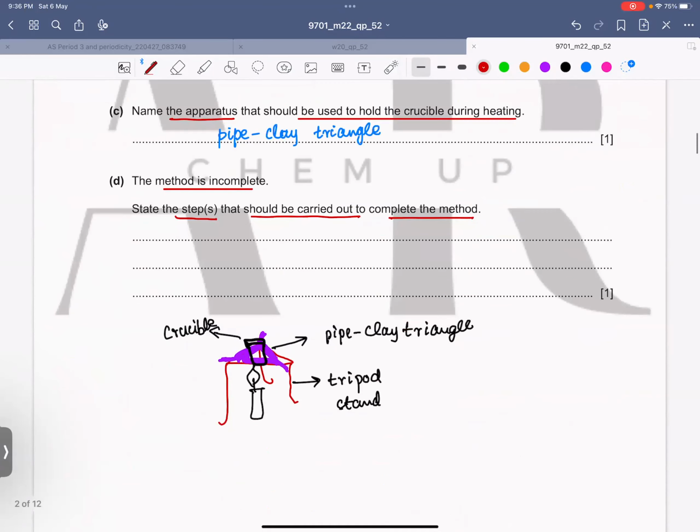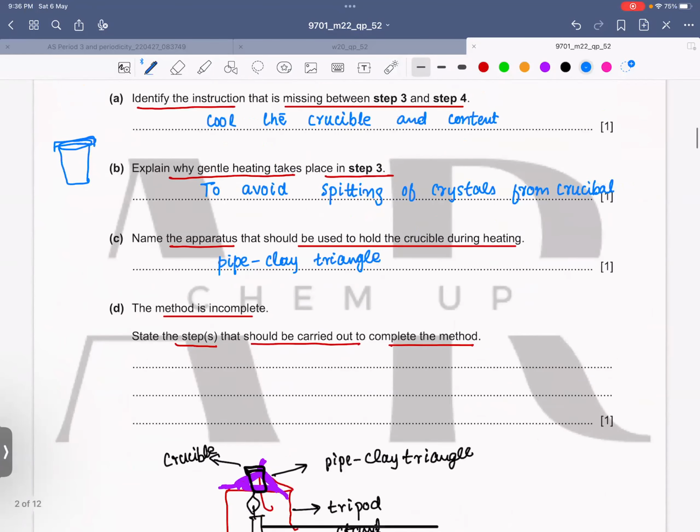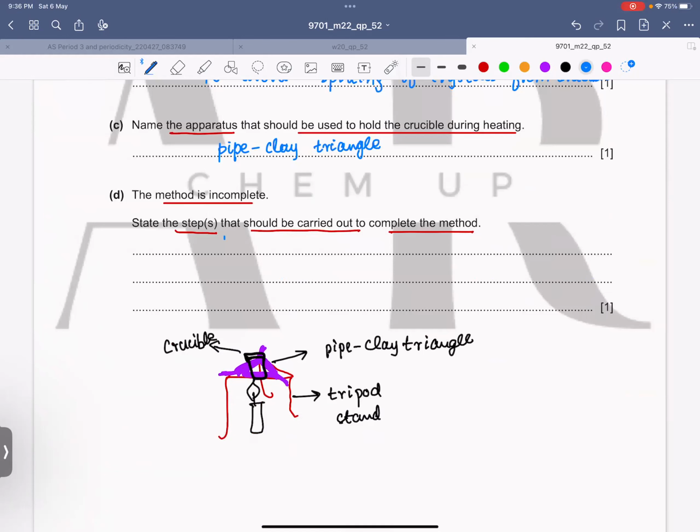So the step that is missing is: heat the content to constant mass. Is this clear?